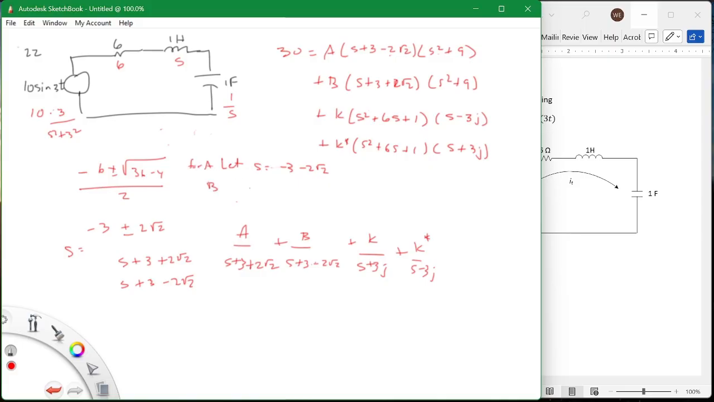For B, let s equal minus 3 plus 2 square root of 2. For K, let s equal minus 3j. And it ain't easy.